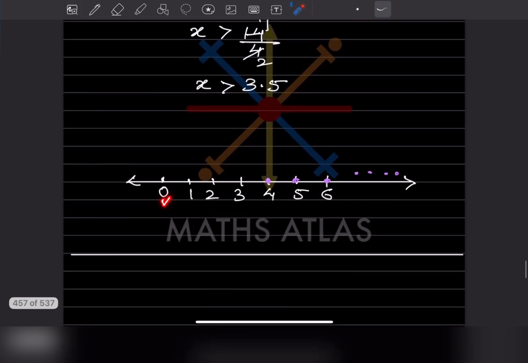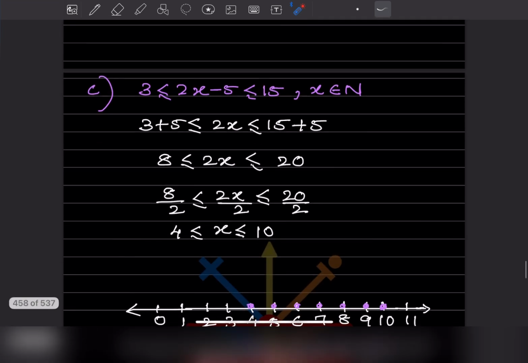So I started from 0, but greater than 3.5 means you will start from 4, 5, 6, and you are going to put dots, because it will go on. It is greater than, it does not say just equal to, so it will go on. Now here again, I have shown you the previous one.